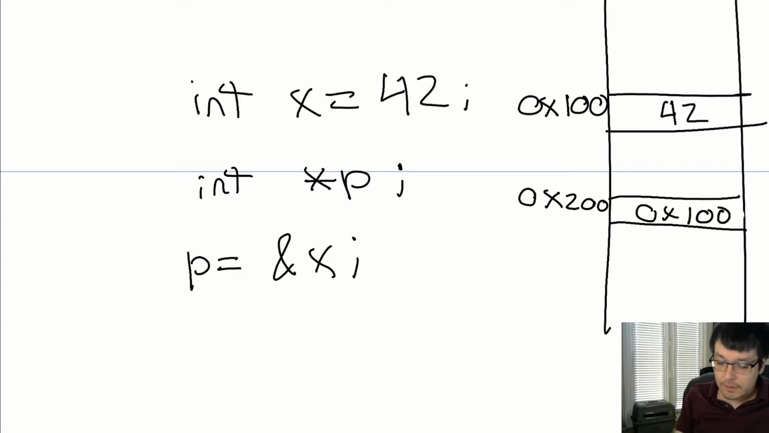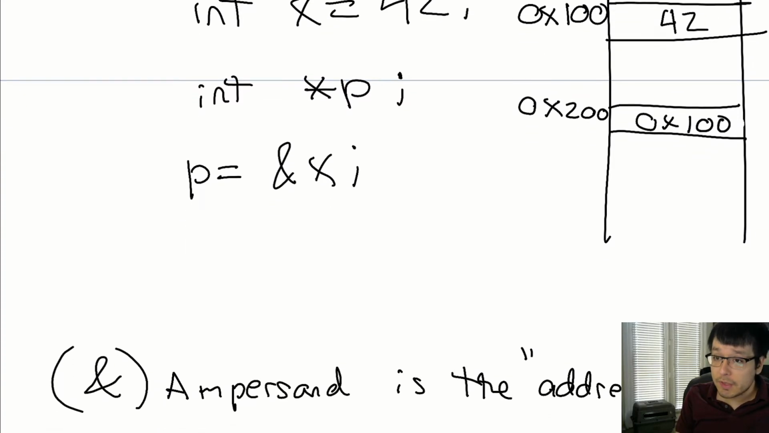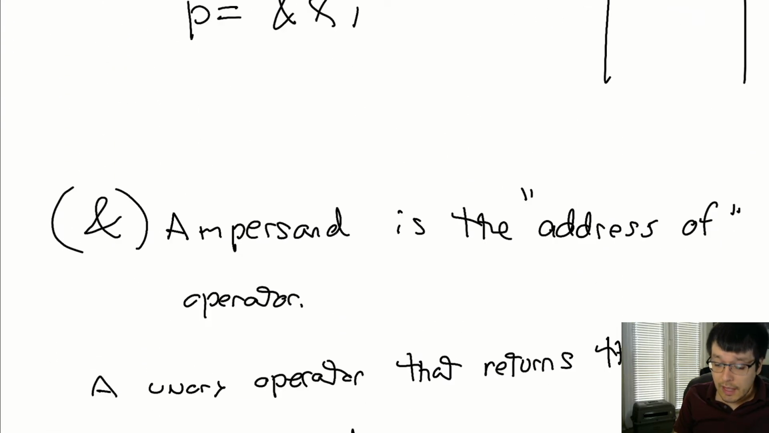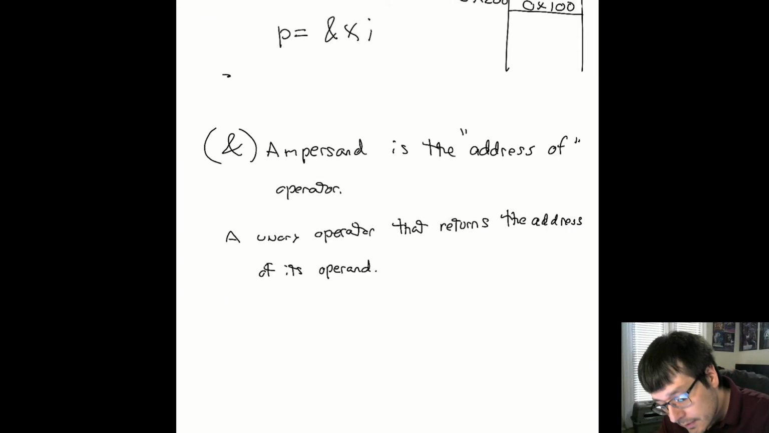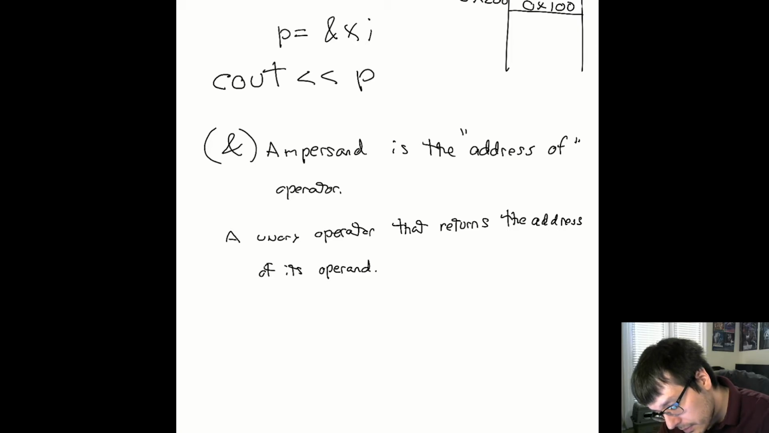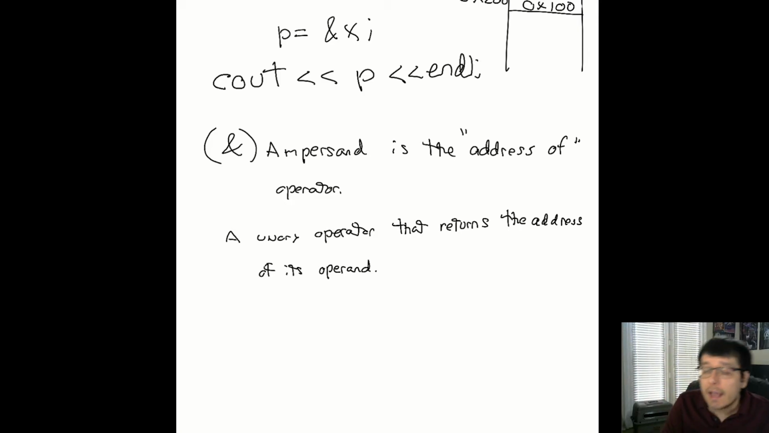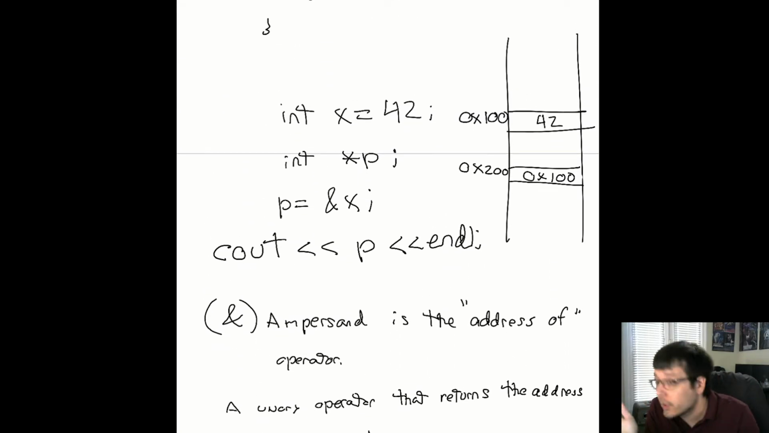So how can we see what the contents of the pointer are? Well, if I say cout P, that is going to print out the address. This is important, make sure we don't get these flipped. This is going to print out the address because P again is just an address. So couting that address is just going to print out 0x100.